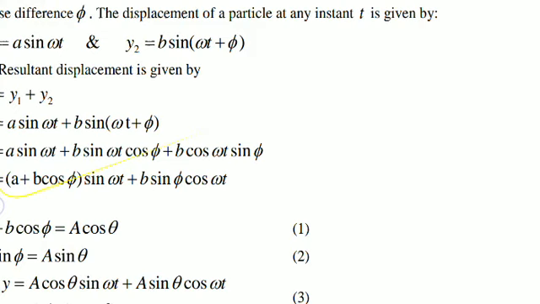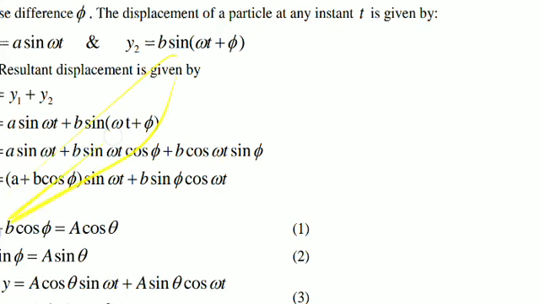I have already told you that the resultant displacement at a particular particle or point will be the vector sum of the individual displacements produced by each wave. The displacement produced by wave 1 is y1, and by wave 2 is y2. So we have to add them vectorially to get the resultant displacement. Putting in the values of y1 and y2, this is nothing but a sin omega t plus b sin of omega t plus phi.